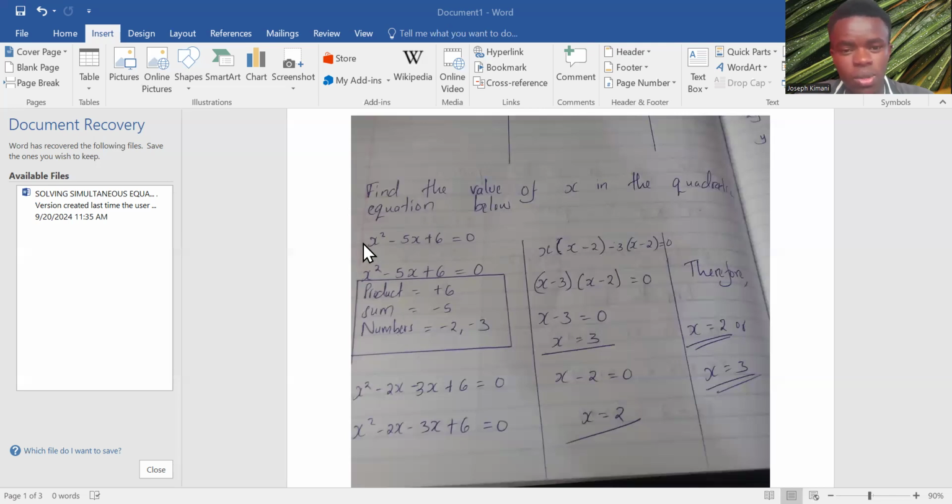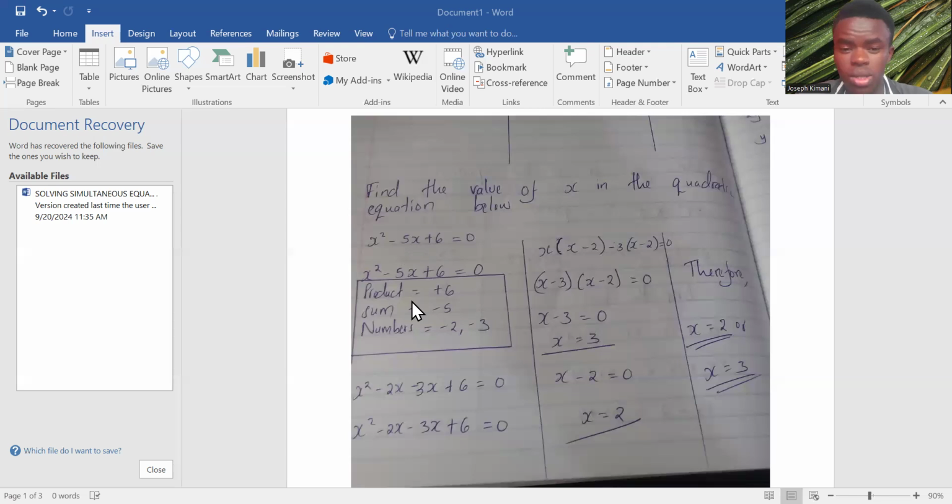So positive 1 times positive 6 will give you positive 6. Now, for the sum, it will always be the b value, the second value. As long as the equation is in the form of a quadratic, it will always be the second value, which is the coefficient -5. Here the sum is -5. Now, how do I use these two to find how to factorize my equation here?